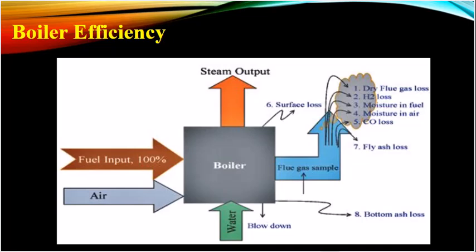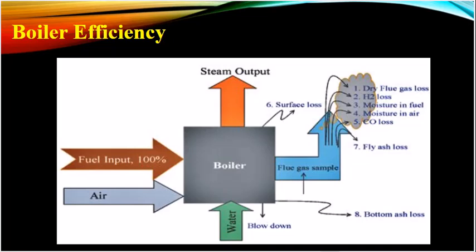Moisture in fuel: heat loss from evaporating moisture present in the fuel. Moisture in air: energy loss due to heating water vapor present in combustion air. Excess oxygen loss, O2: heat lost when excess air cools the combustion process. Surface loss: heat radiated or conducted through the boiler's surface. Fly ash loss: unburned particles leaving with flue gases. Bottom ash loss: unburned fuel particles remaining as ash in the boiler.